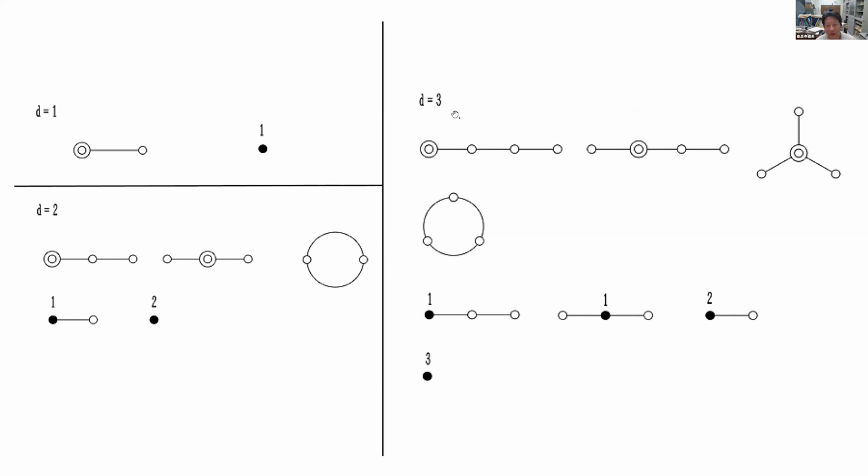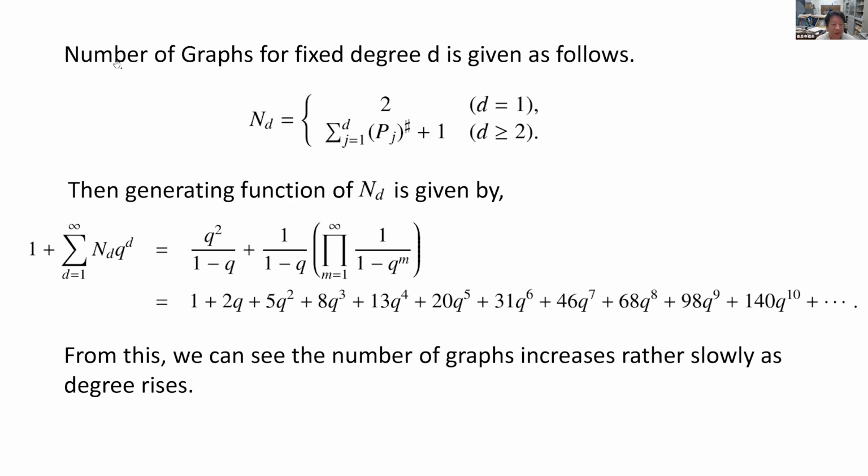And in the d equals 3 case, we have 1, 2, 3, 4, 5, 6, 7, right? Okay. So we can see that for the loop graph, we have only one graph, one type 2 loop graph, for each degree. So by using this kind of discussion, the number of graphs for fixed degree is given by this, where Pj is the number of partitions of d, a positive integer j. Then the generating function of nd is given by this formula, which is easy combinatorics.